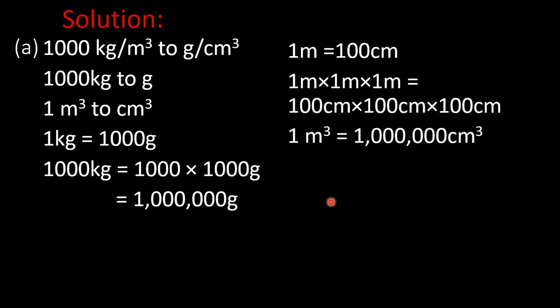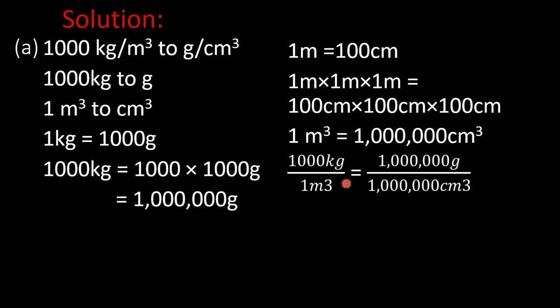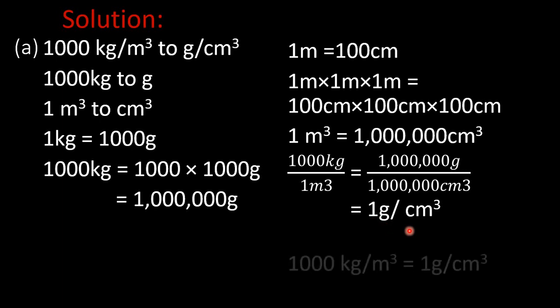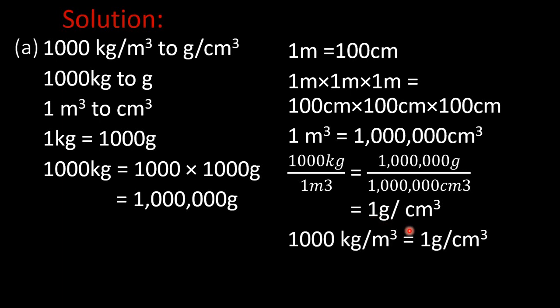So now we shall have 1,000 kilograms divided by 1 cubic meter is going to be equivalent to 1 million grams divided by 1 million cubic centimeters. So if you divide this, 1 million divided by 1 million is 1. Grams divided by cubic centimeters is grams per cubic centimeters. So that implies that 1,000 kilograms per cubic meters is equivalent to 1 gram per cubic centimeters.